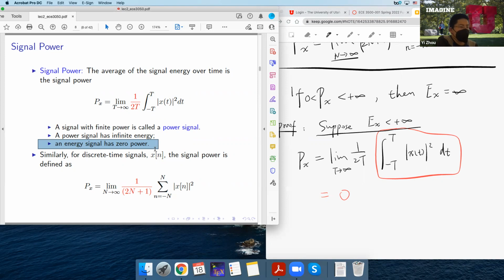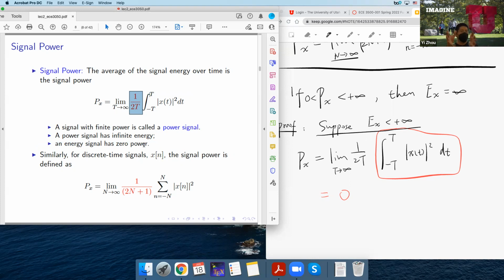Now, what is an energy signal? Energy signal means that the total energy that we accumulated over the entire infinite time domain is finite. If the entire energy is finite, then once we distribute this finite energy over the infinite time domain, the power has to be 0, right? Power is defined as distributing the energy over the entire time domain. So this capital T goes to infinity.